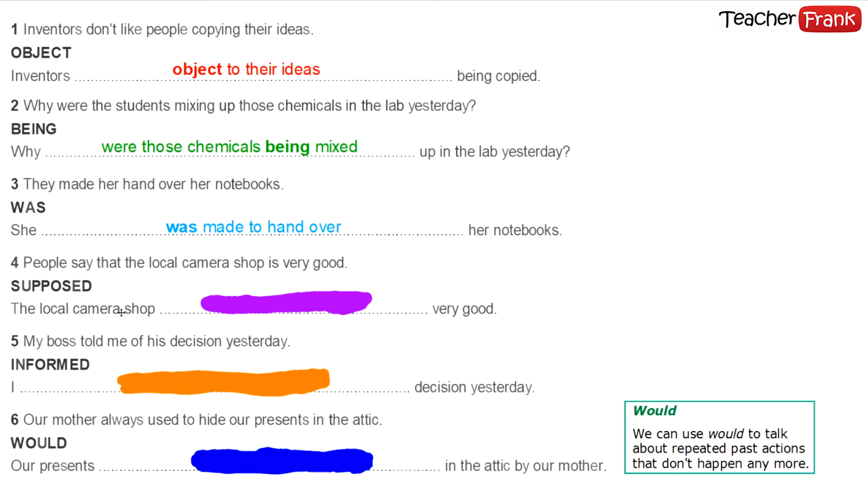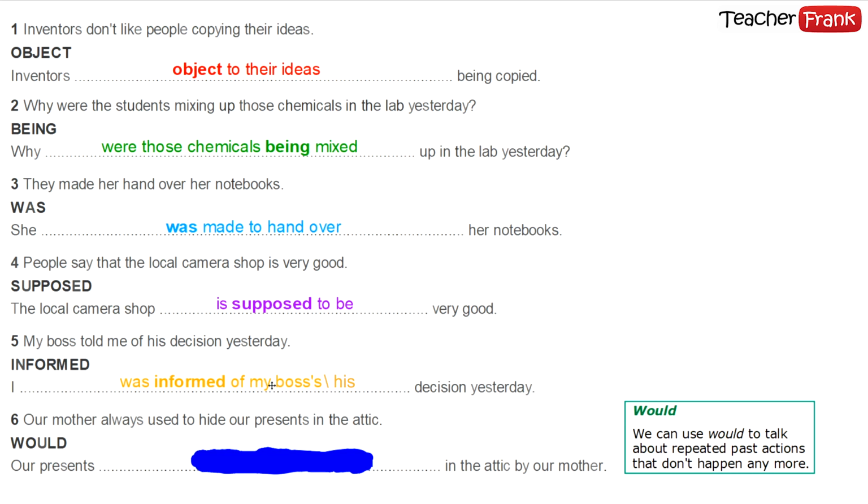Number four, people say that the local camera shop is very good. So the local camera shop is supposed to be very good. Number five, my boss told me of his decision yesterday. So informed. So I was informed of my boss's decision yesterday.